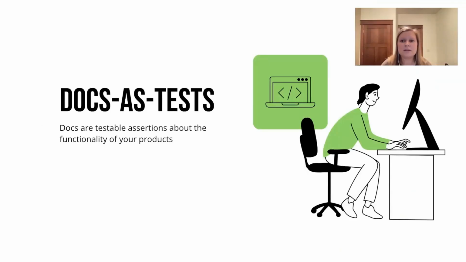If you aren't familiar with the docs as test concept, it's that docs are testable assertions about how your product functions. For example, if the docs say you can configure a setting like XYZ, that's something that can be tested to assert that yes, the product can be configured like XYZ and the setting will work. Docs take the work you've done to manually test one step further and ensure that you know about a broken doc before a user finds it.